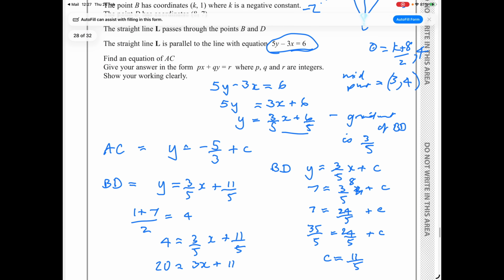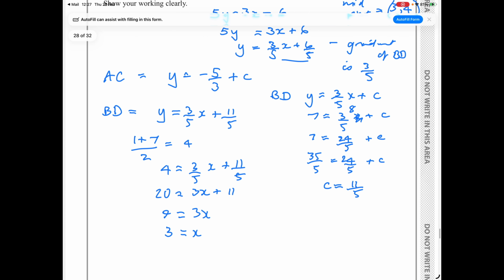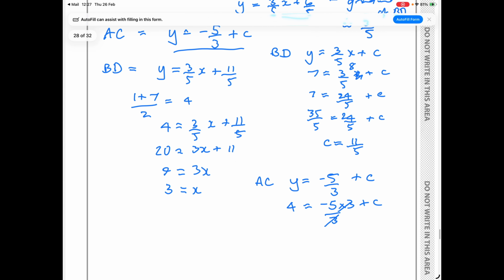Right, now AC, we've got everything for it, except we didn't have a point to put in. So we are now going to put in 3, 4. So we know that AC, y equals minus 5 over 3 x plus c, and then we put in 4 equals minus 5 times 3 over 3, which cancels those out, plus c. So c equals, add 5 onto both sides, 9 equals c. So AC equals y equals minus 5 over 3 x plus 9.